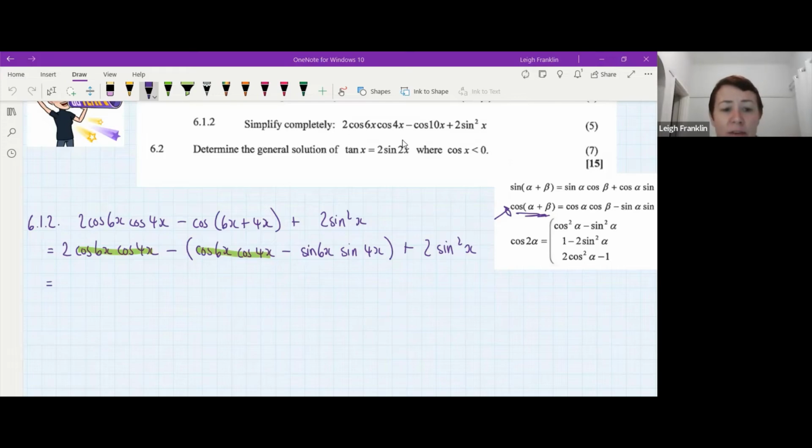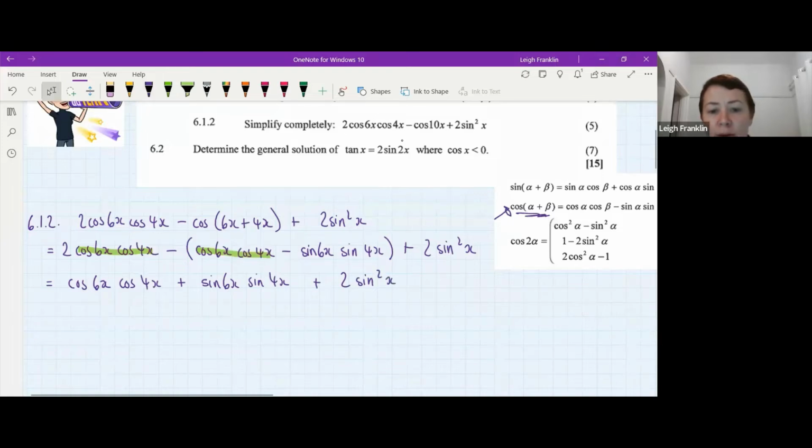Does that make sense to everybody? So I'm going to end up here with cos 6x cos 4x. And when I take away my brackets, the minus and the minus means that this is going to become a plus sine 6x sine 4x plus 2 sine squared x.